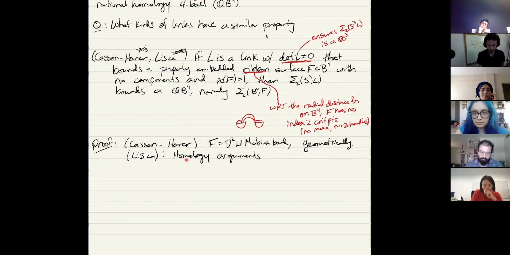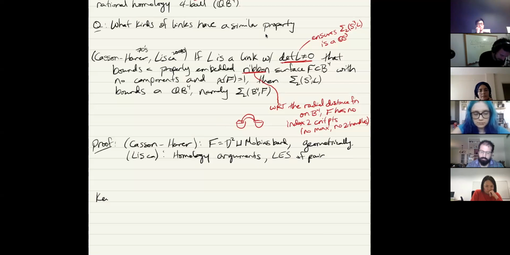Whereas the Lisca argument, which is better because it works for more general kinds of surfaces, is just homology. You look at essentially the long exact sequence of the pair, along with Euler characteristic calculations, and you're able to prove it.